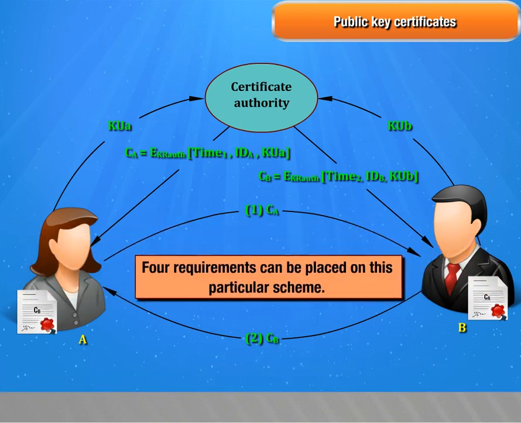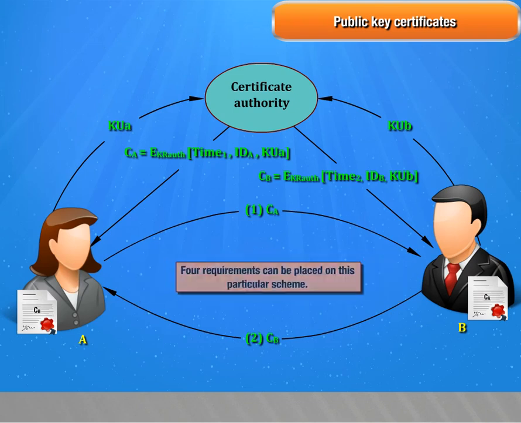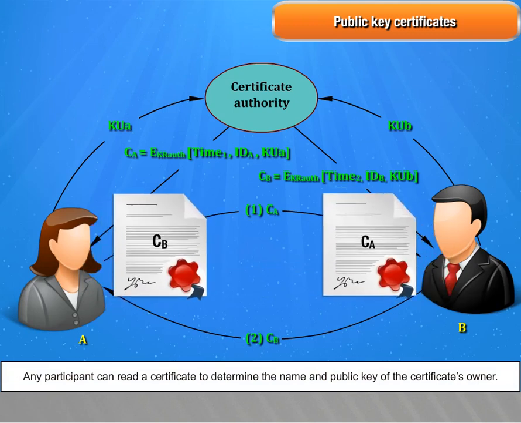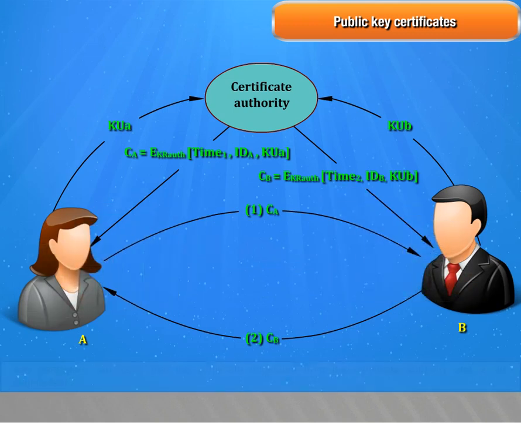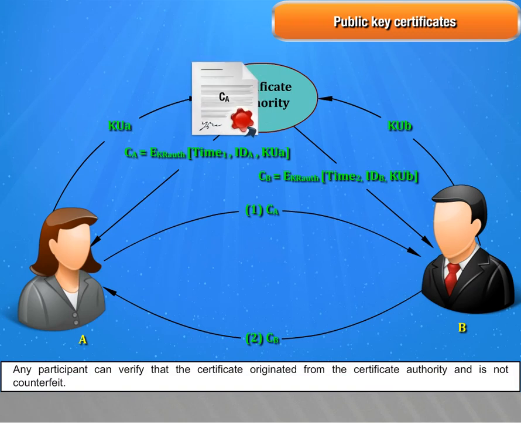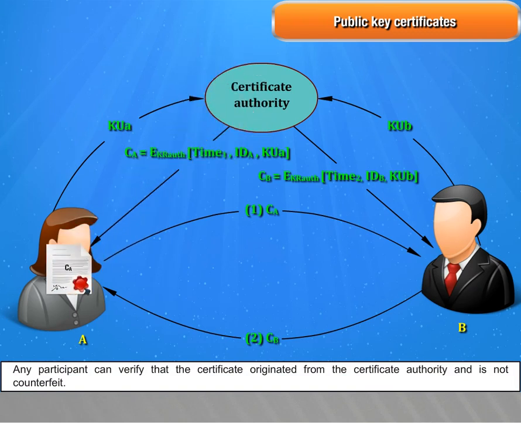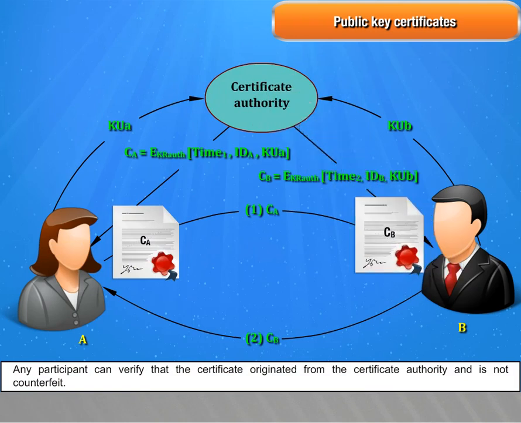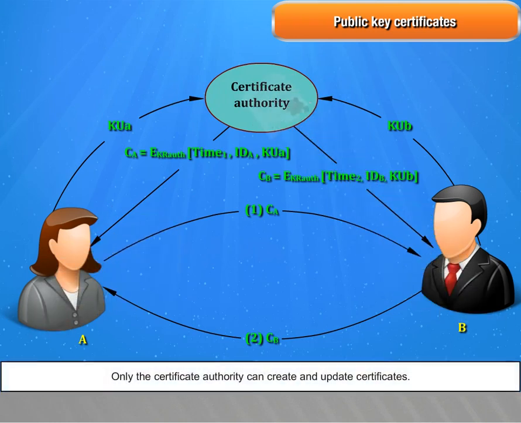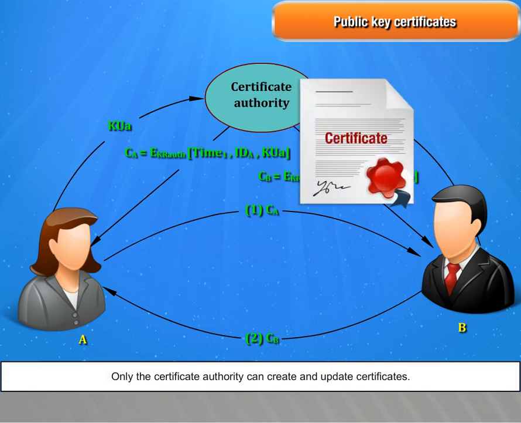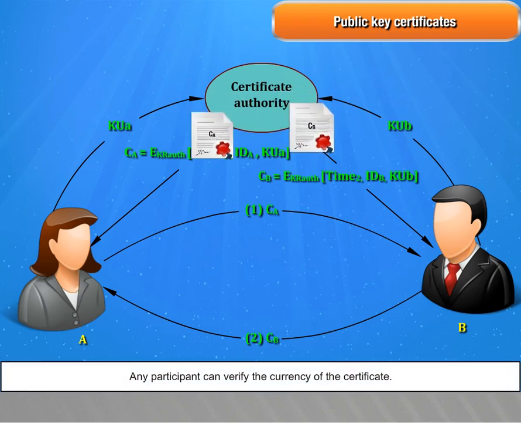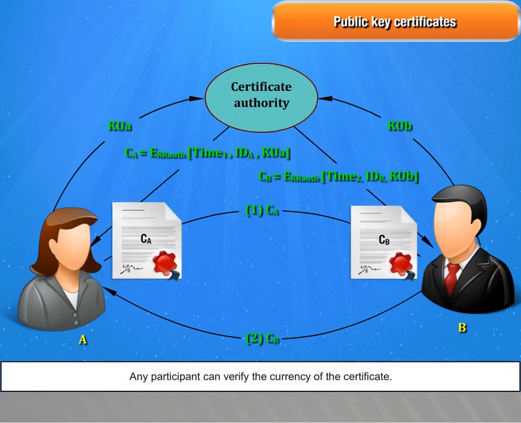Four requirements can be placed on this particular scheme. Any participant can read a certificate to determine the name and public key of the certificate's owner. Any participant can verify that the certificate originated from the certificate authority and is not counterfeit. Only the certificate authority can create and update certificates. Any participant can verify the currency of the certificate.